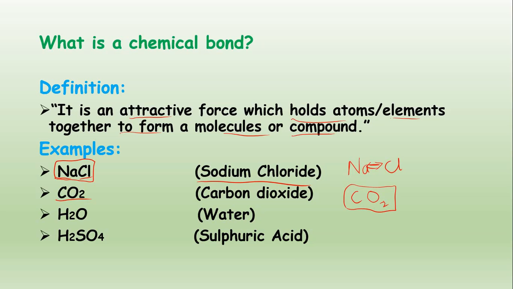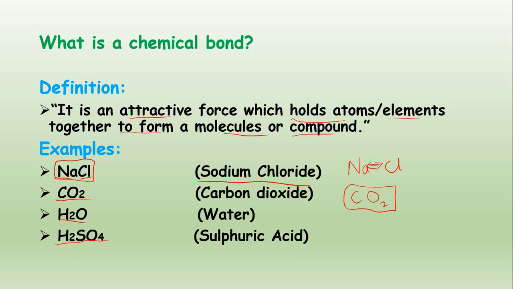Another example is water and also sulfuric acid. Compounds are formed when elements are chemically combined with one another. And why do they combine with one another? Because they have the chemical bond.